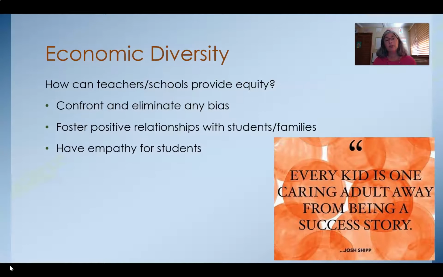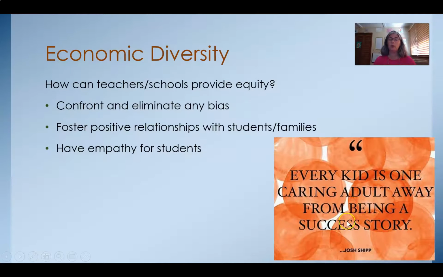Have empathy for your students. Consider their background, consider where they're coming from, consider what their needs might be. If you have a homeless student, for instance, most likely there's a chance they could be tired in class because they may not be getting a good night's sleep. Students from low income might have a hard time paying attention because they might be hungry.